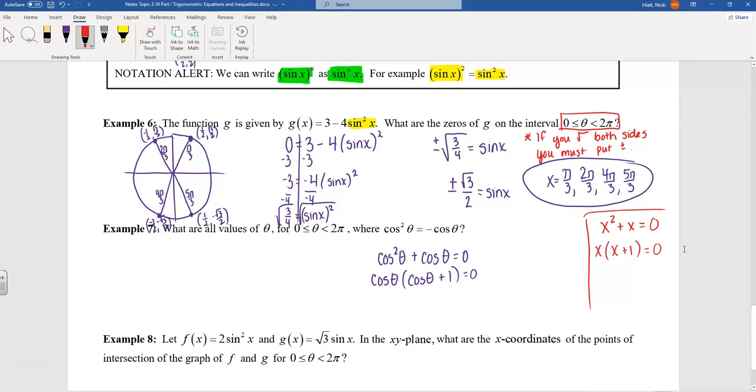If you divide the x off, you'll lose an answer there. We would set each one of these equal to 0. So x would equal 0 and x plus 1 would equal 0. In fact, we might do this part right here in our head, like subtract the 1 and get x equals negative 1. Those would be our two answers, right?